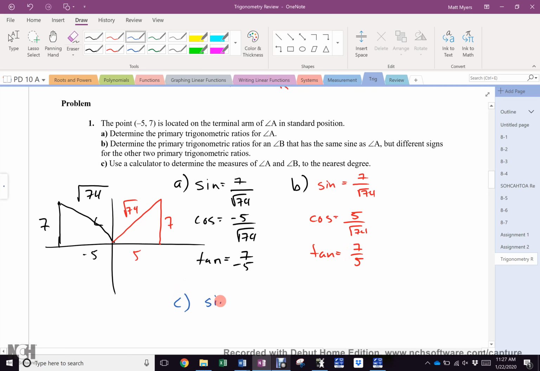So C, shift sine, I would just use tan so I don't have to worry about the square root. Shift tan of negative 7 divided by 5 equals going to give me 54.4. So we'll round that off to 54. So this is 54, and this is 180 minus 54, which is 126.